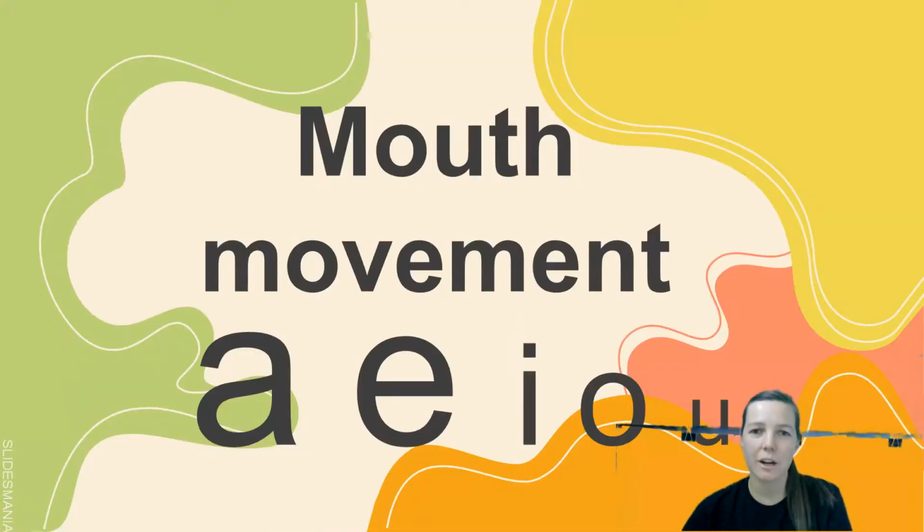So the last thing I want to point out is the change in your mouth when you say the vowels. So when you start with the vowels, the A is actually the largest. Your mouth is very large when you say A, versus the U is so tiny. All right, so look at my mouth. A, E, I, O, U.